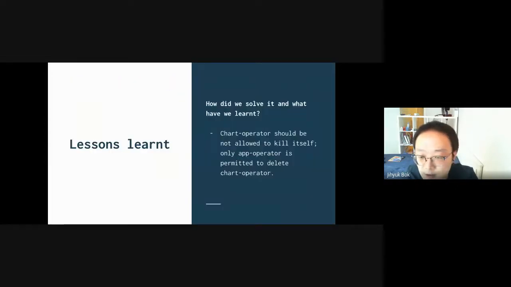So from the first problem, what did we learn? The app operator takes part in installing the chart operator on everything except the tenant cluster. So it also has to clean up the chart operator whenever someone triggers deletions. Because, as I said, the chart operator tries to kill itself, but it's not able to clean up the finalizers on its own chart CR. So I think it's just better to clean up from the app operator side.